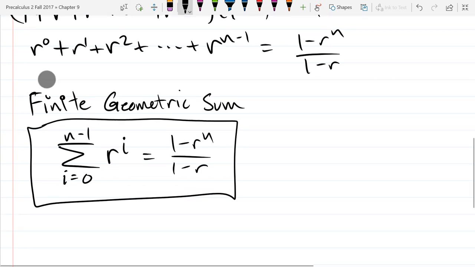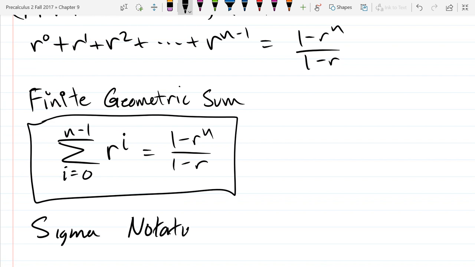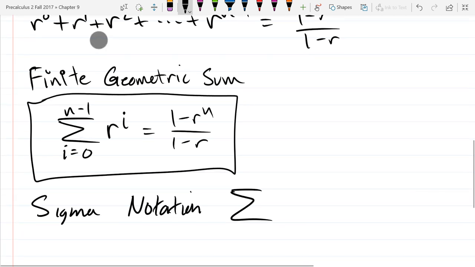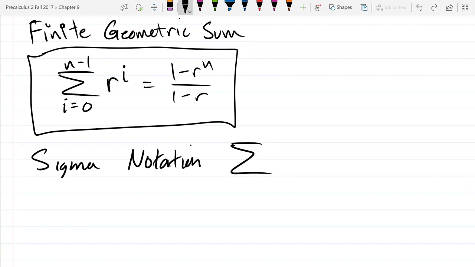So this is what we call sigma notation. Sigma is a capital Greek letter. It looks like a sideways M or sideways W. I think if you see it printed out nicely, it has these little tiny things right here, but those don't really matter. So there's a sigma. What does this mean?